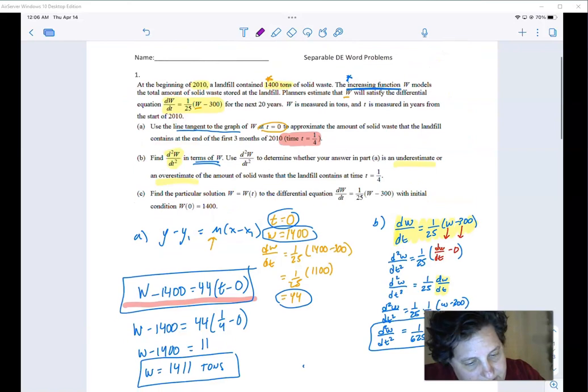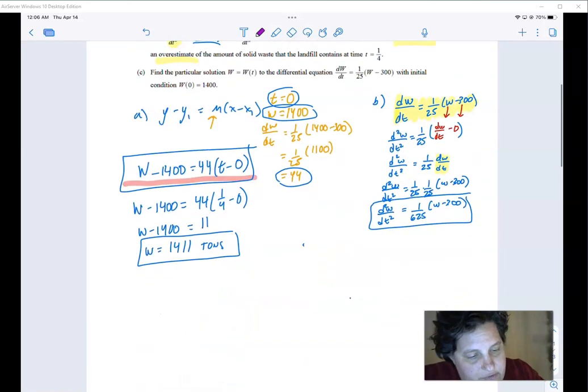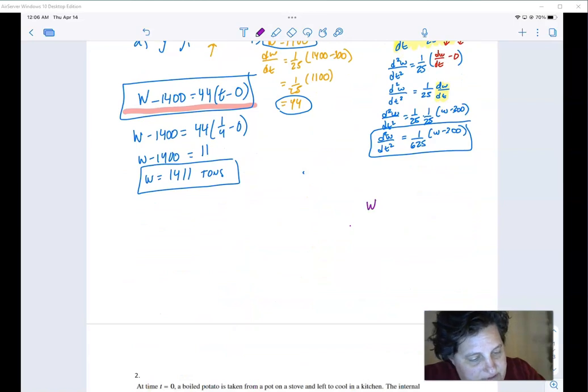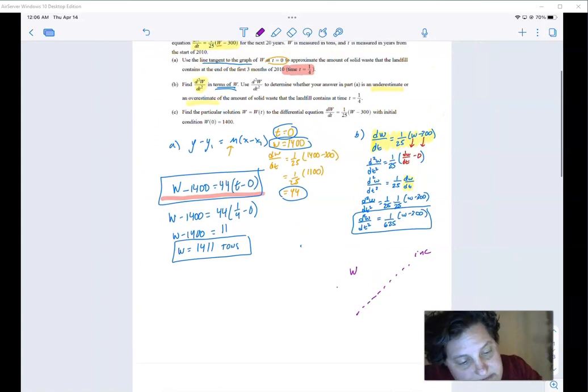Okay, so you guys remember back up here, I said we're going to need to come back to this. This is an increasing function. So w is constantly increasing. Now I don't know what the concavity is, but I know it's constantly increasing, right? Now, it says we want to see if part A is an under or an overestimation. We know it's increasing. We need to know if it's concave up or concave down. Now, in part A, I was using time equals 0, w equals 1400.